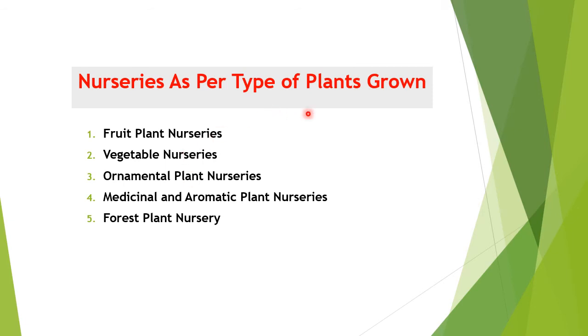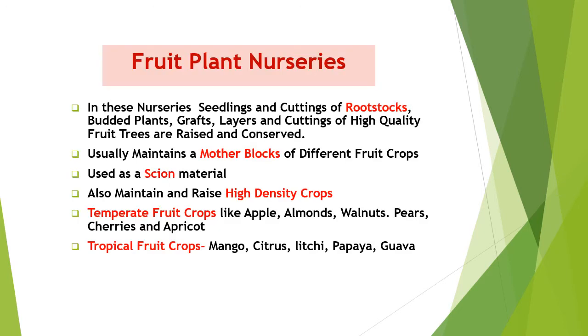Nurseries as per type of plants grown. You have fruit plant nurseries, vegetable nurseries, ornamental plant nurseries, medicinal and aromatic plant nurseries, and forest plant nurseries. So these are the different nurseries. We will discuss them one by one with some regional examples also.